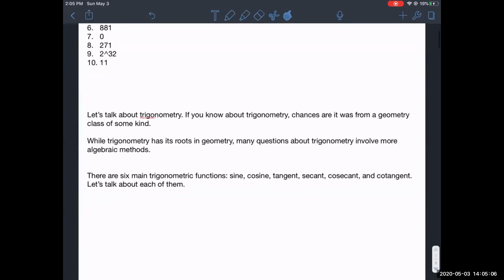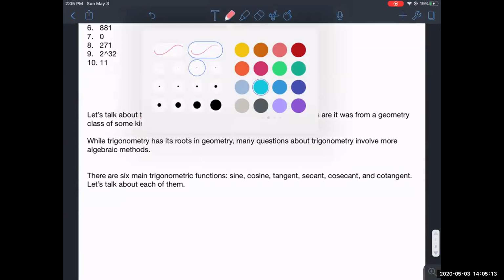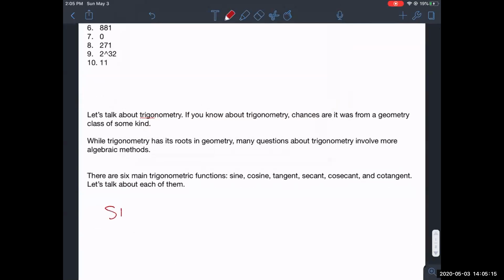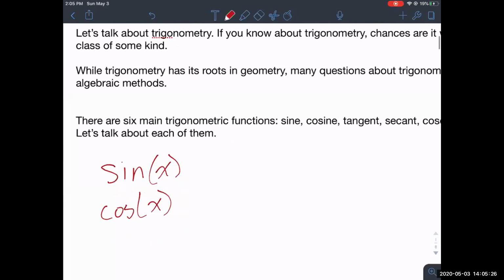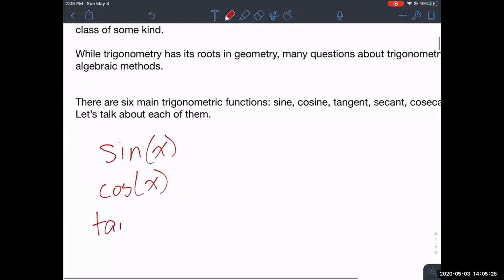So there are 6 main trigonometric functions. Sine, which you'll see written as sine x, cosine x, and tangent, which would be written as tan x. These are all functions, by the way. If you don't know exactly what they mean, then don't worry. Just think about them as plain old functions.